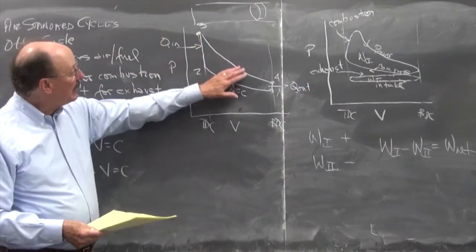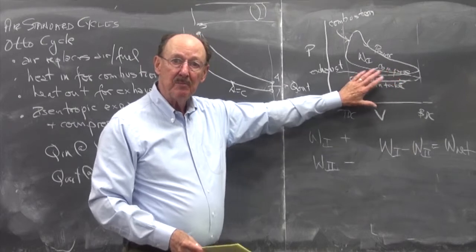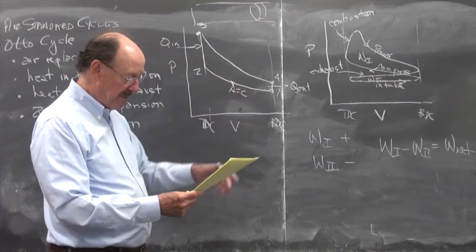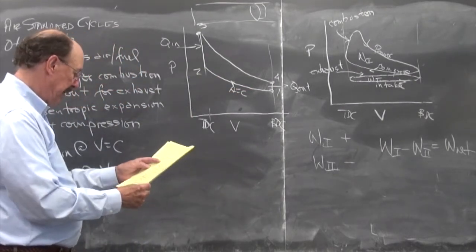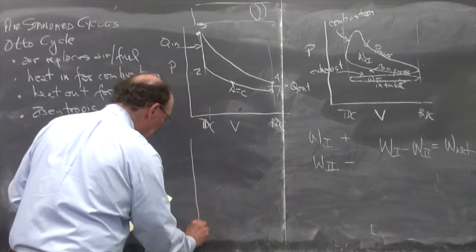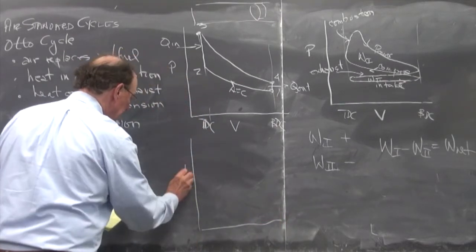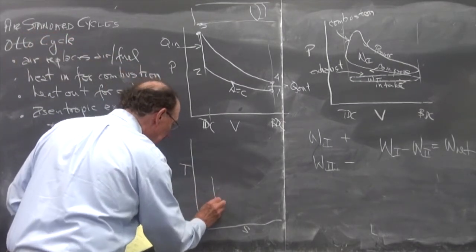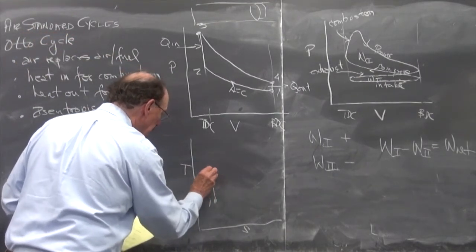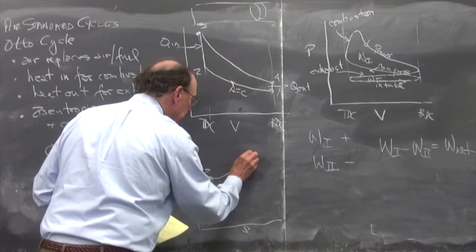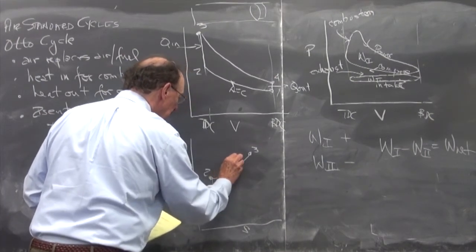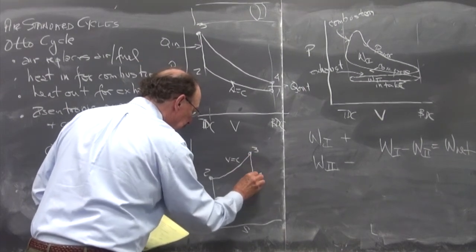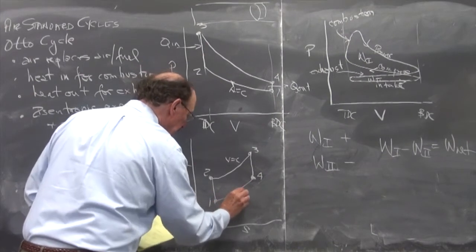So I have this diagram replacing this diagram, and with this, we'll analyze and see what's involved. And if I look at a TS diagram, which we look at sometimes, we have isentropic compression from 1 to 2, constant volume from 2 to 3, isentropic from 3 to 4, and constant volume from 4 to 1.